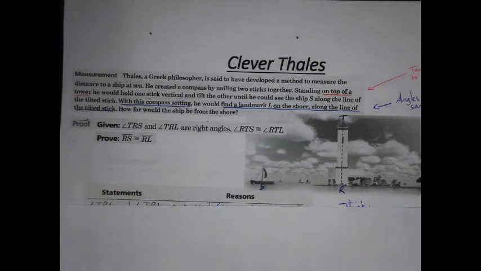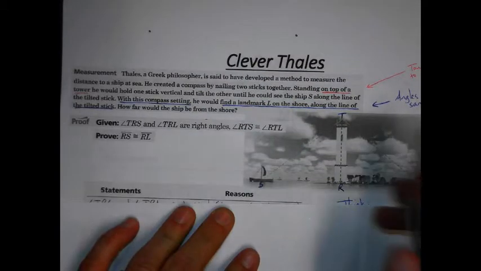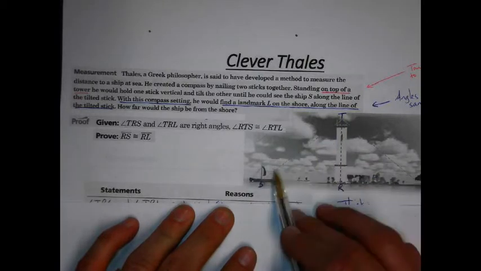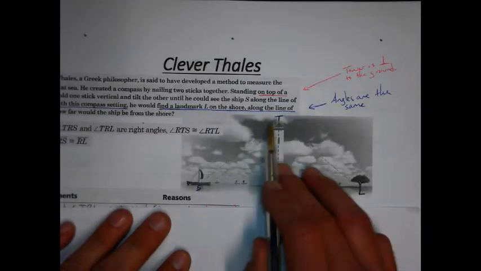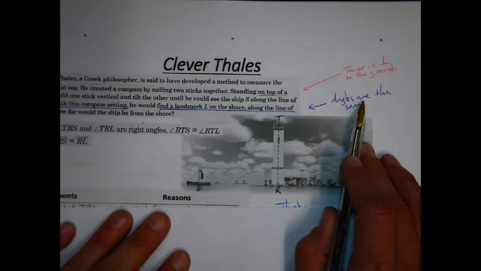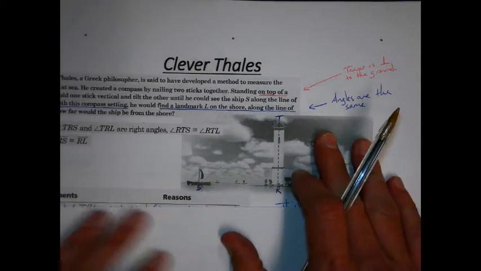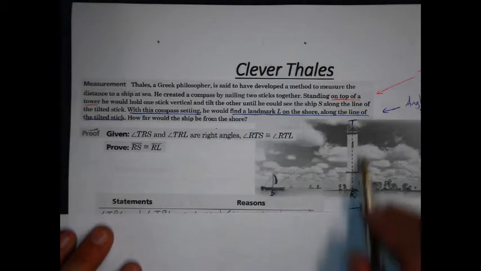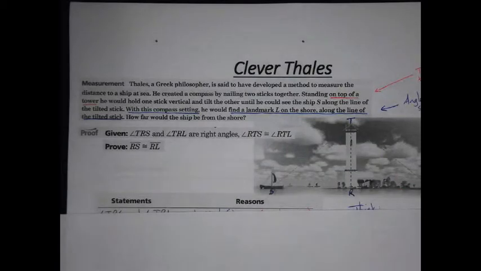What does that mean? That means the angle he used to spot the ship with that compass setting to find something on the shore, he's saying these angles are the same. These angles are congruent. And that's why we can establish this. RTS is congruent to RTL. Okay, so there's neat reading going on here.